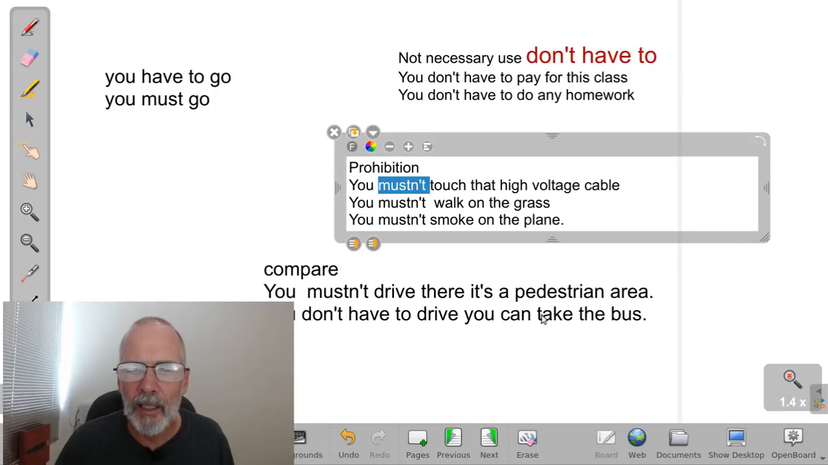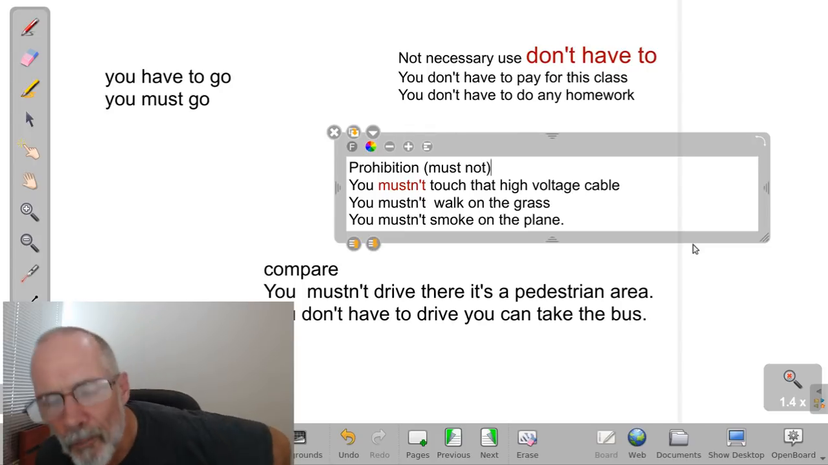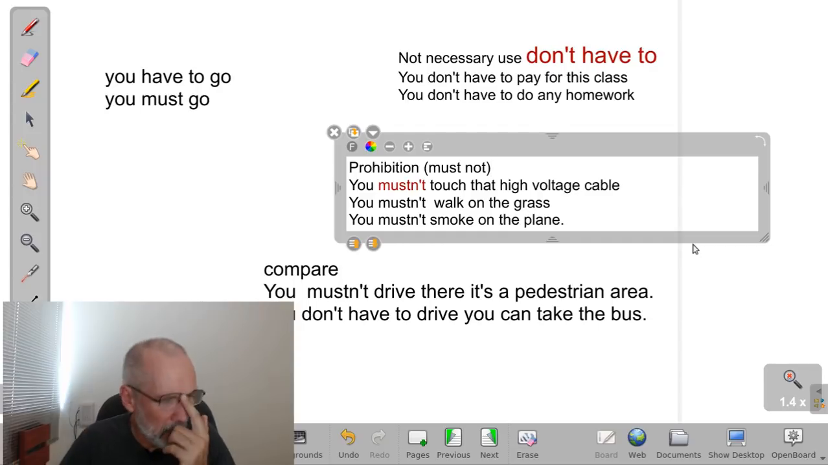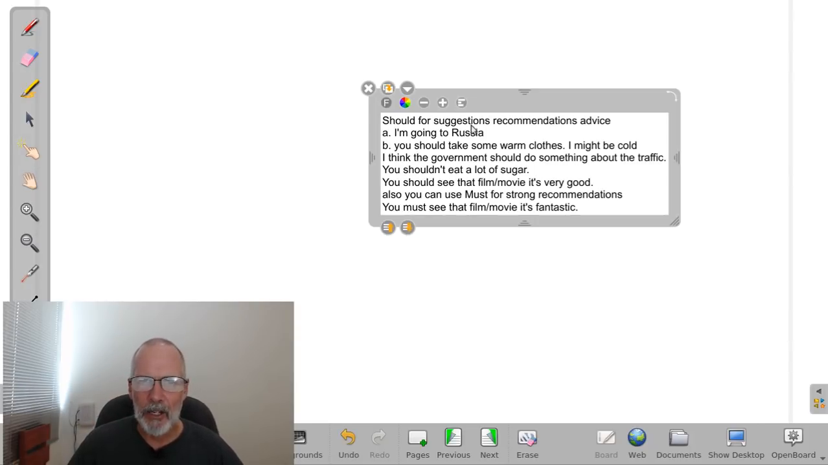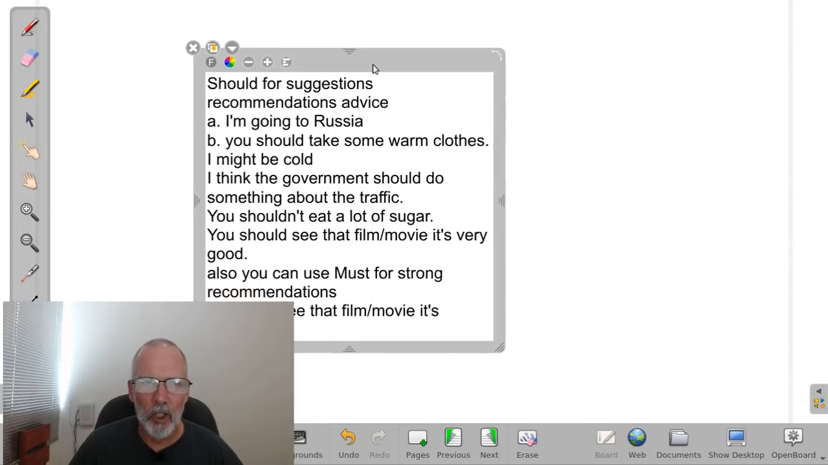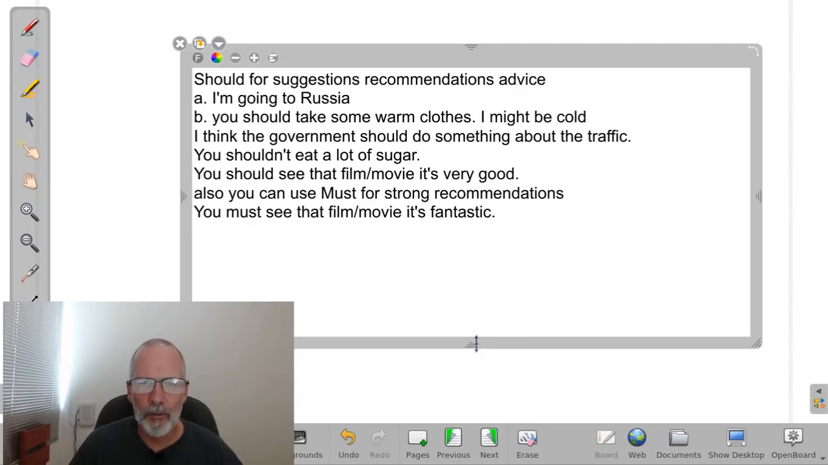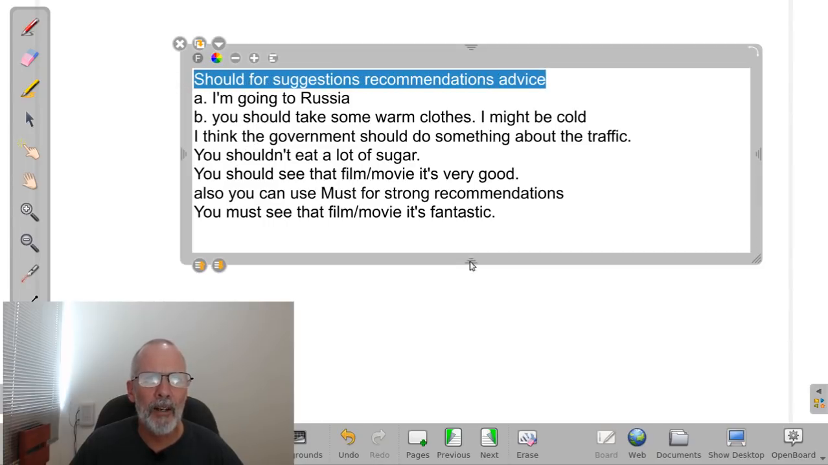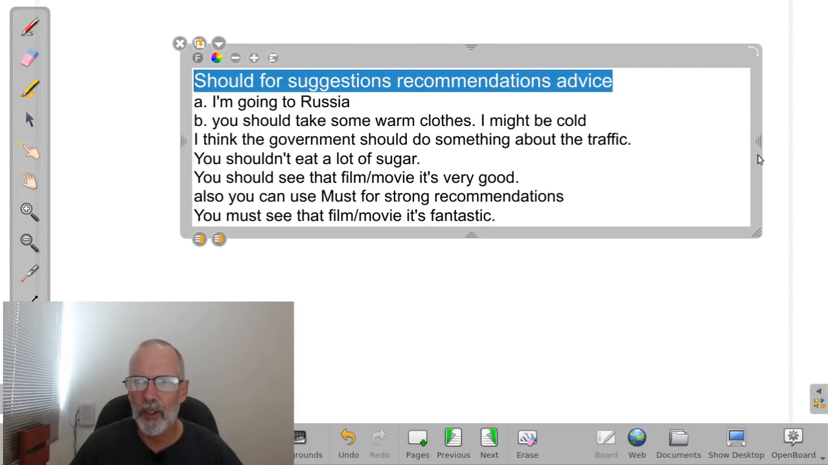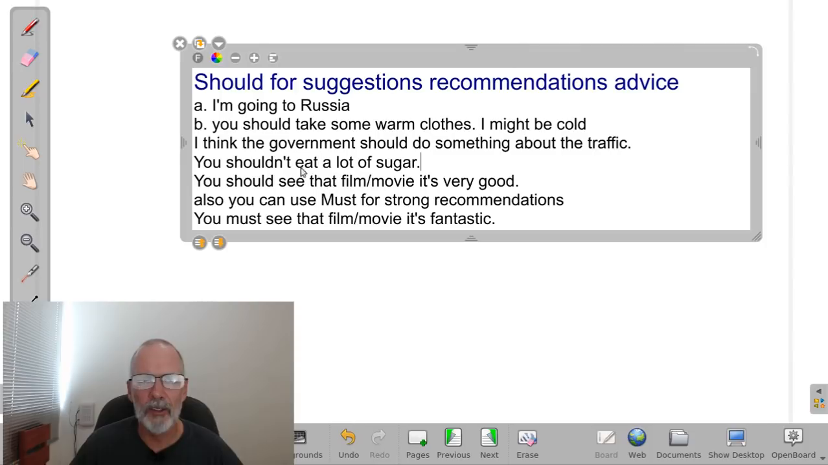Mustn't, of course, is the contraction of must not, but nobody says must not. You must not go. We say you mustn't go. You mustn't touch. Good. So the last modal verb that we saw today was should. We saw earlier at the beginning of class that you can use should for suggestions. So use should for suggestions, recommendations and advice.